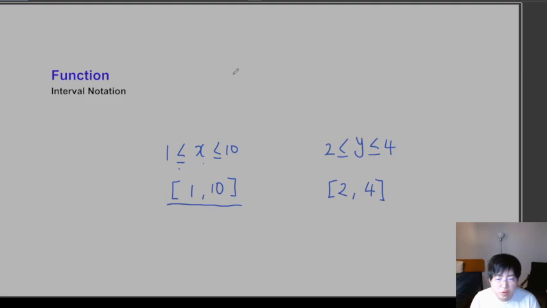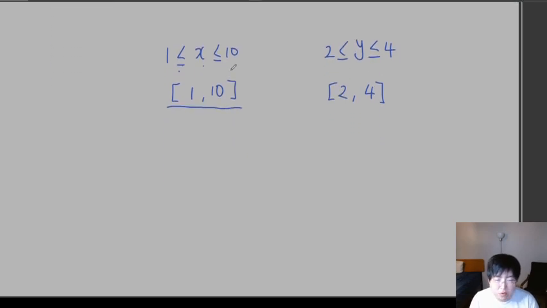And what if your domain or range, or anything you want to show with an interval, does not include the endpoint? Let's say you want to say x is between 1 and 10, but this time you want to include 1 but not 10, okay? Then you can use a square bracket, 1, 10, and close with a parenthesis. The 10 with a parenthesis is the same as strictly less than, okay?